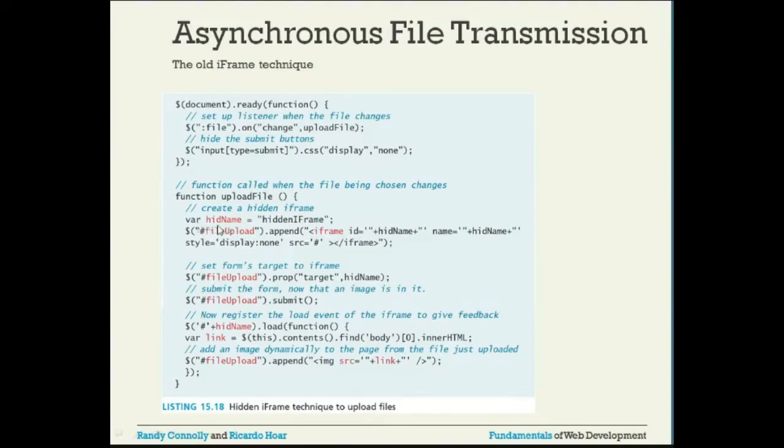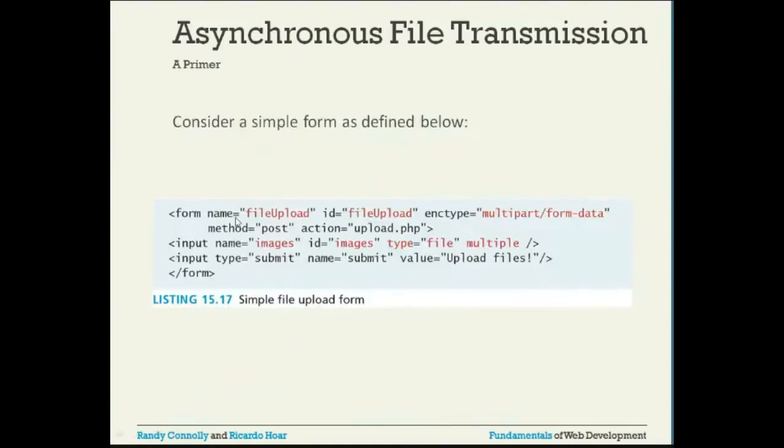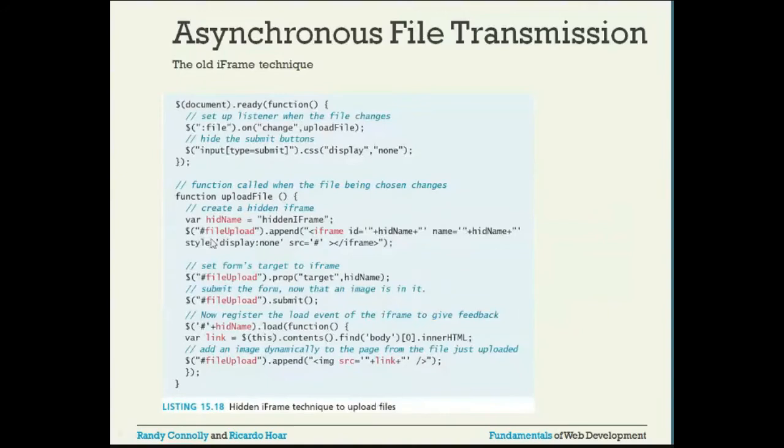I have one variable declared. The name is hidName, and hiddenIframe is the value given to it. Then I have #fileUpload, which will get this control. This is the ID, right? So hash will get that particular element, we get the object of that, and then .append. We are attaching to that file upload element an iframe. So that iframe will be appended to this particular element.